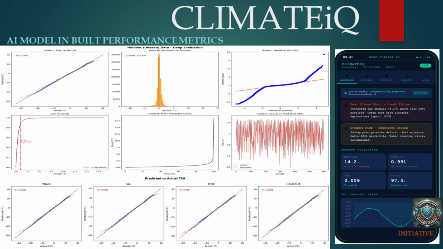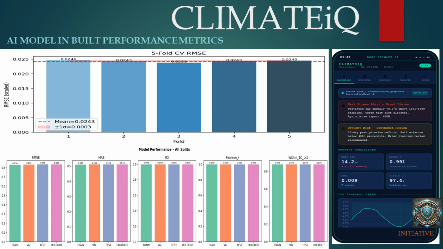Now these are some of the screenshots of the metrics of the AI models. You can see the graphs related to the training. The four-way split was used: the train, the test, the validation, and the holdout respectively. Then you have the predicted versus actual TAS. Now following this is the AI model built-in performance metrics. You can see some of the graphs as well. 5-fold CV was used in the model performance across all splits.